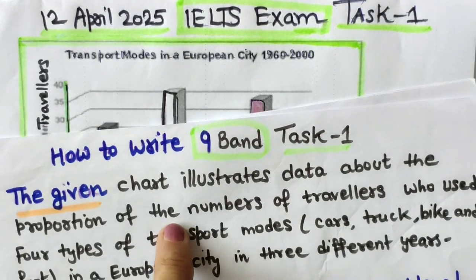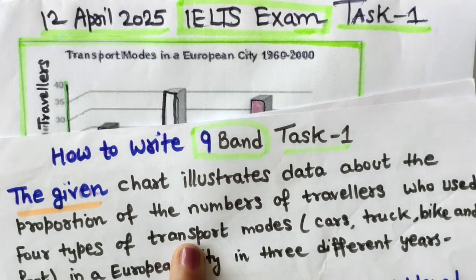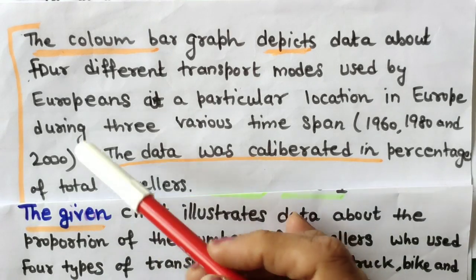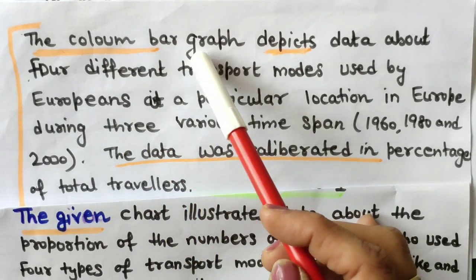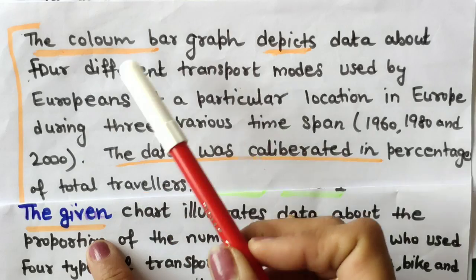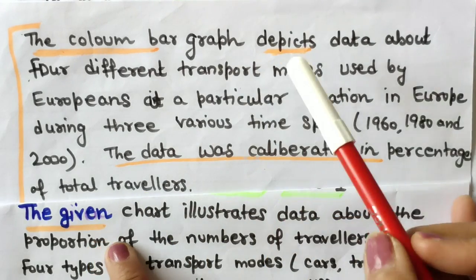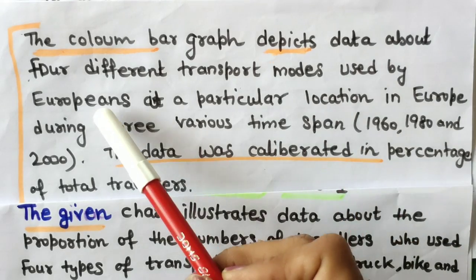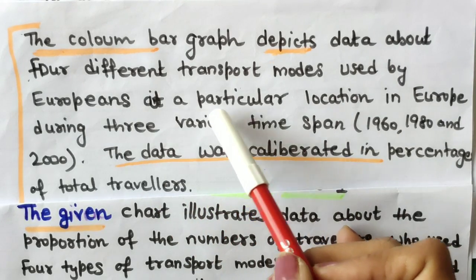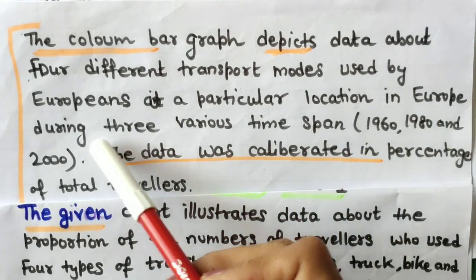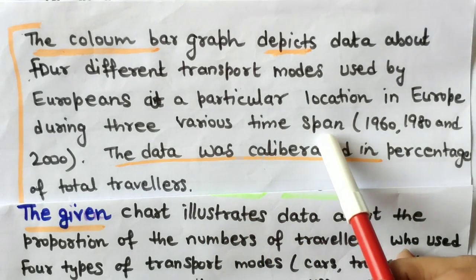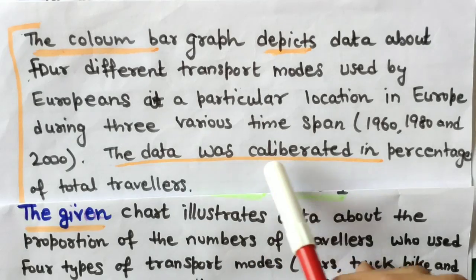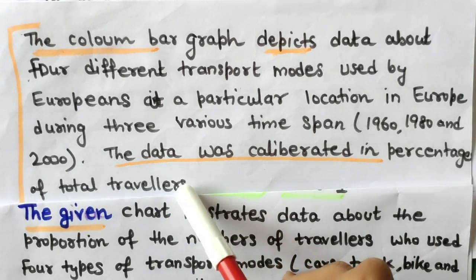This is also a complete introduction. Now another introduction I will be showing you. This is my other introduction. You can read. Instead of 'given', I have written the column bar graph, so you can write the given column bar graph also. It depicts data about 4 different transport modes used by Europeans at a particular location in Europe during 3 various time spans: 1960, 1980 and 2000. The data was calibrated in percentage of total travelers.